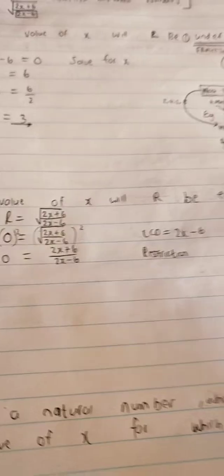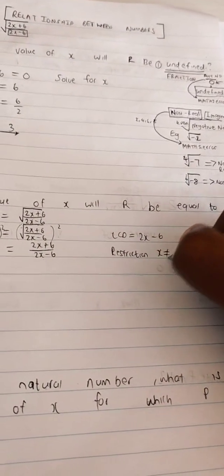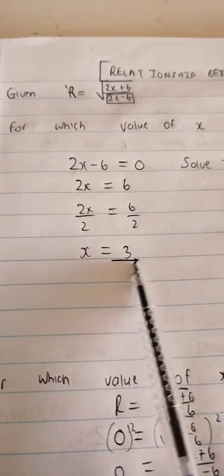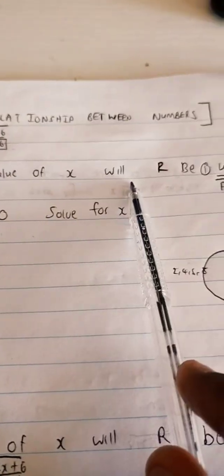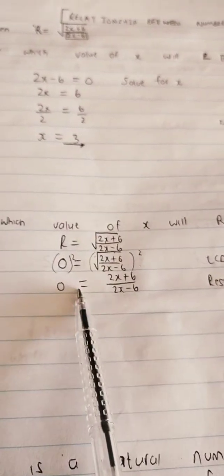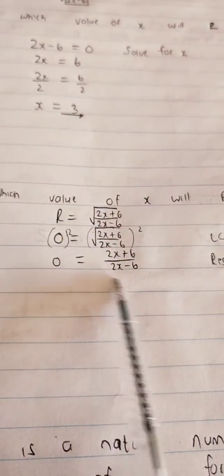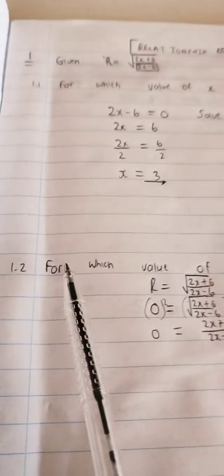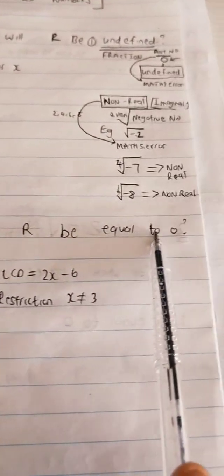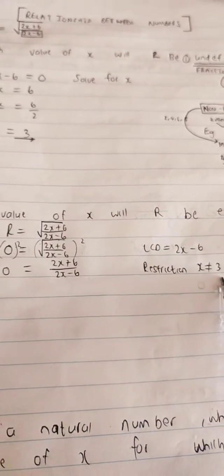All right, so we know that here x cannot be 3. We already established that the value of x for which r will be undefined is when x is equal to 3. So if we want r to be equal to 0, x can never be equal to 3, because if x is equal to 3, our r value will be undefined. So we know the restriction is that x cannot be 3.